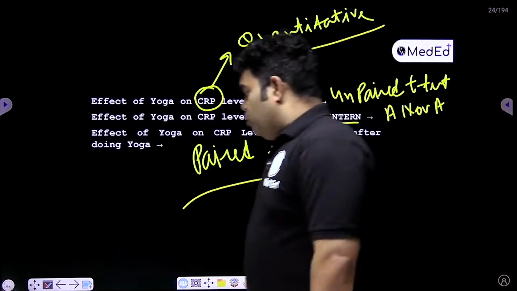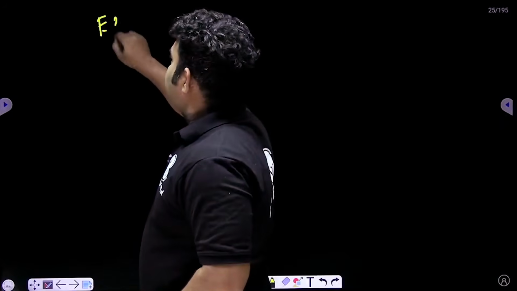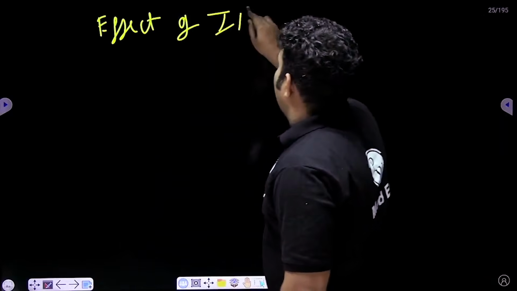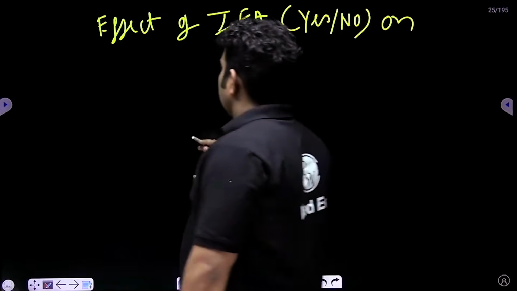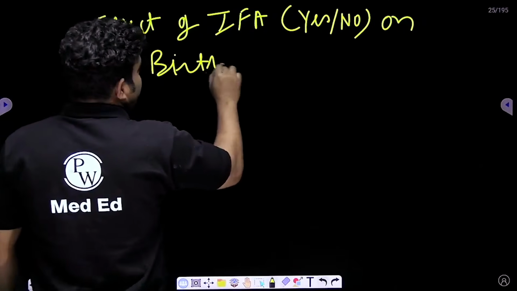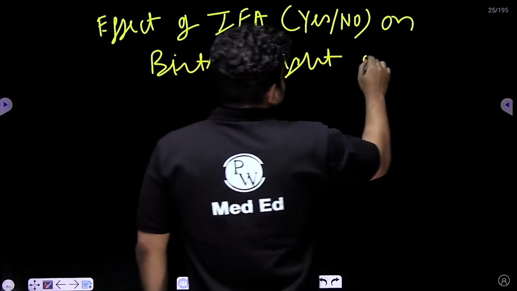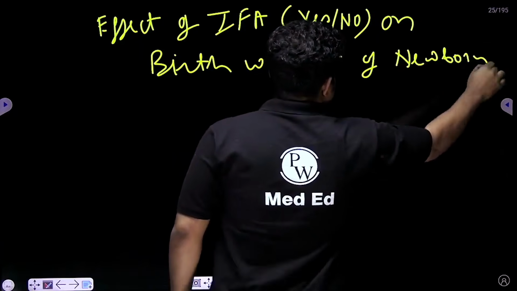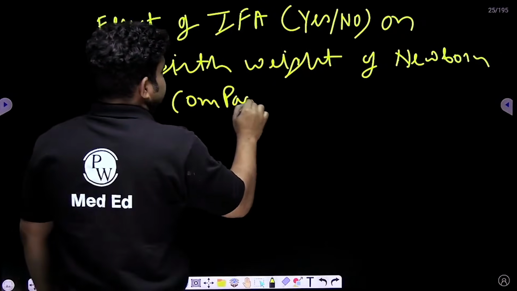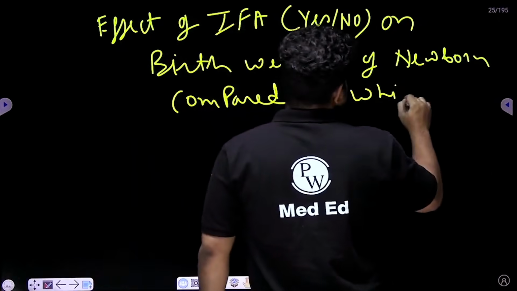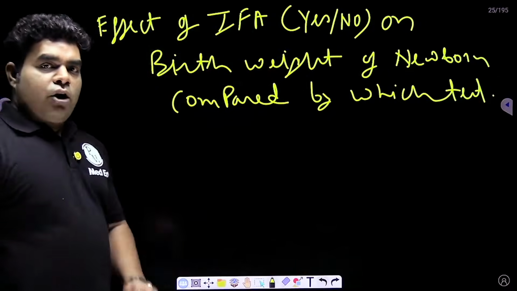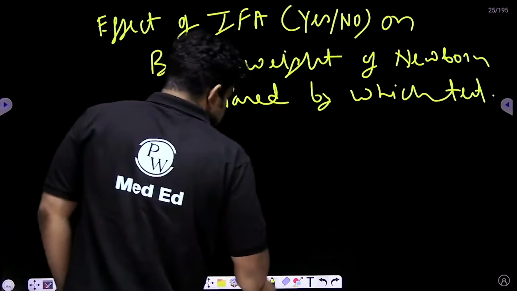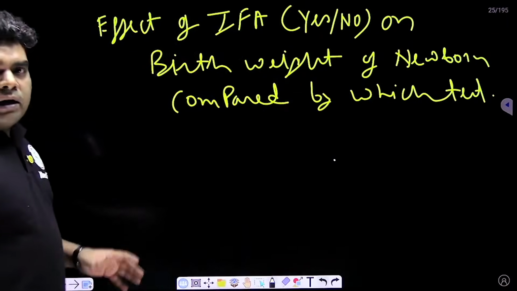Now, let me give you one more question from this topic. Suppose they ask effect of IFA, iron folic acid, yes, no, on birth weight of newborn can be estimated by which test? Compared by which test? What will be the answer here? Options are the same: paired, unpaired, chi-square, ANOVA. Same 4 options. What is your answer?